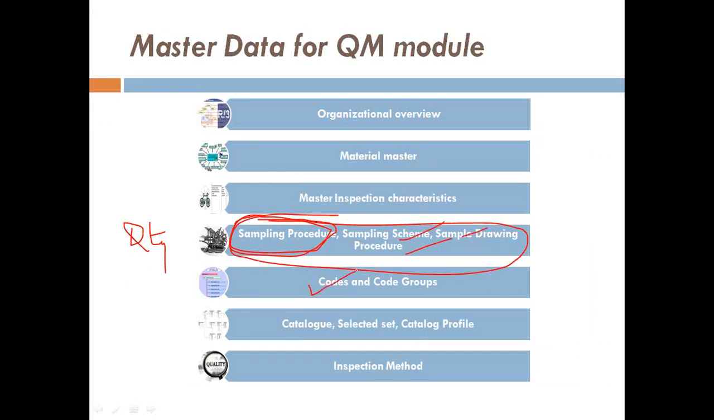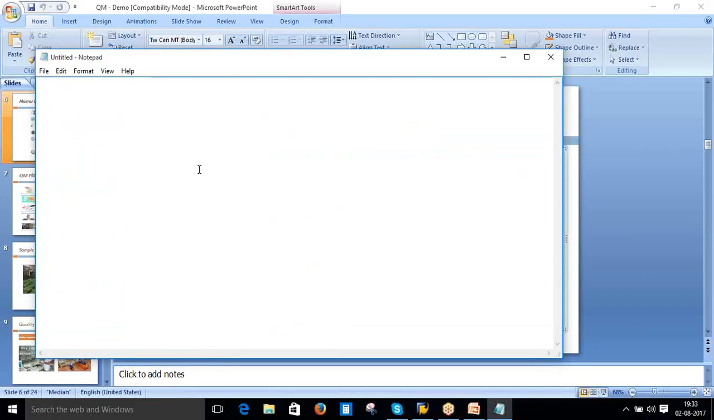Now the next one is codes, code groups and all. There will be two types of characteristics, MICs: qualitative and quantitative. Quantitative means they will have limits. Let's say you are measuring pH. pH will have some limits, right? 0 to 14, correct?